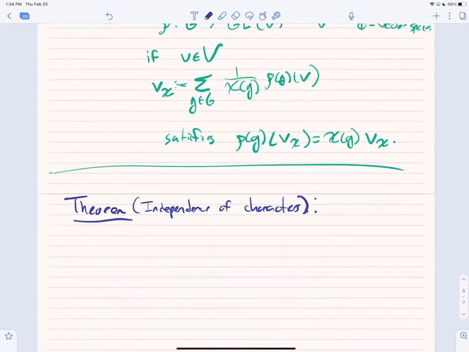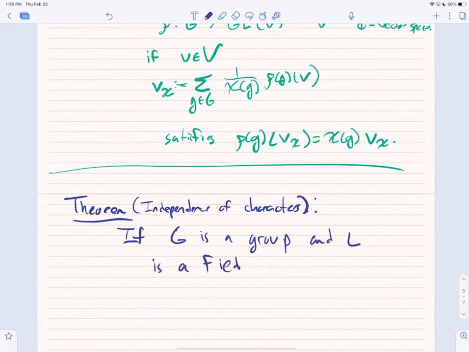Which says, if G is a group, and so G is really just any group, not necessarily a finite group, not necessarily a topological group, just any abstract group. And L is a field, and here L is just any field. So it could be the complex numbers, the real numbers, the rational numbers, Z mod PZ, or the fraction field of C[X,Y] mod Y squared equals X cubed minus 1. So any field.